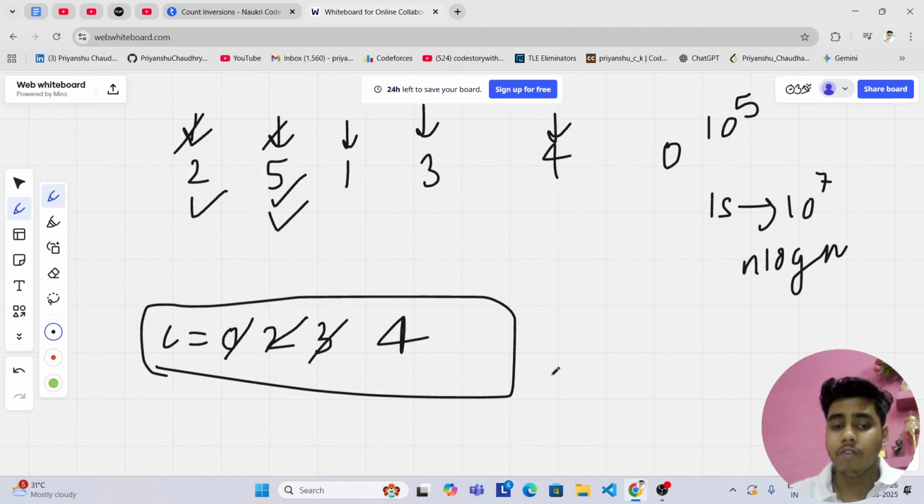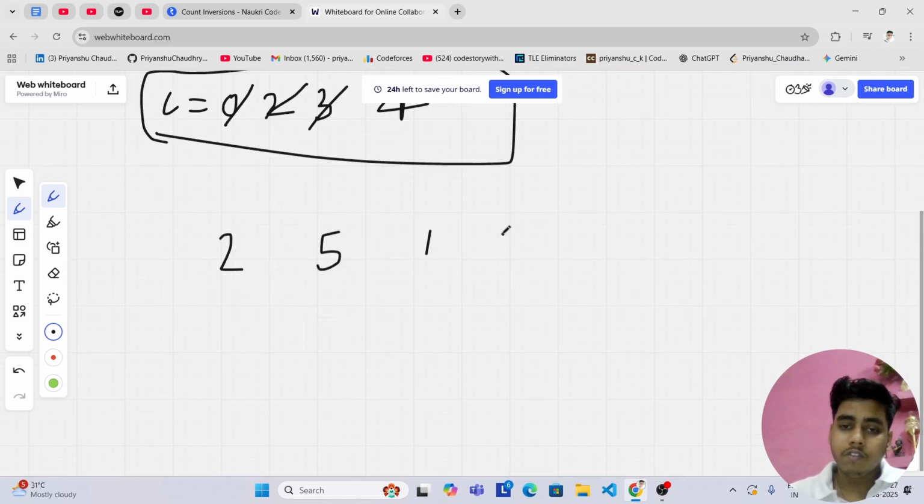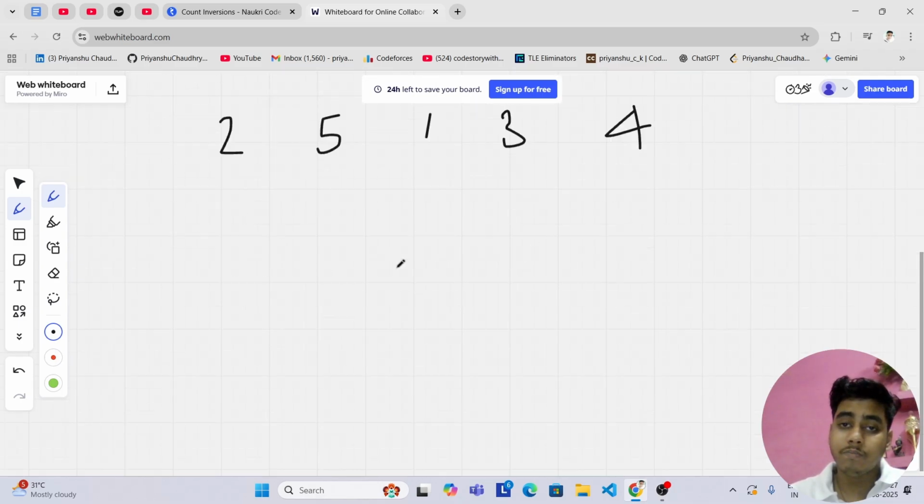So how can we think of it? We need to check this optimally somehow. This is a classic question. We can do this through merge sort. Let me tell you how. If we all know what merge sort is and how it works, we have the same array 2 5 1 3 4. What does merge sort do? In merge sort, it divides the array into two parts.